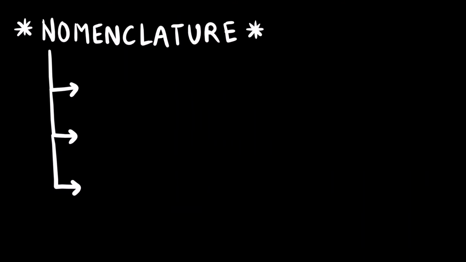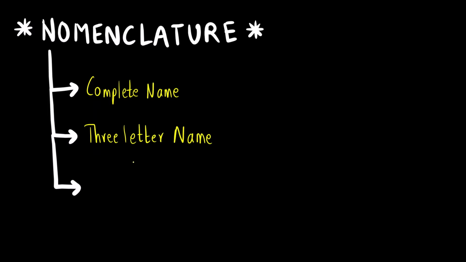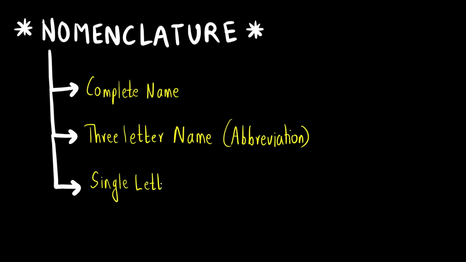So let us understand the nomenclature of amino acids. If you see the nomenclature, there are 3 methods. One is writing the complete name. Then second is a 3-letter name, or it is also called as abbreviation or short form of the amino acid. Both these are very simple, and the third one is slightly difficult to remember, that is a single letter name.